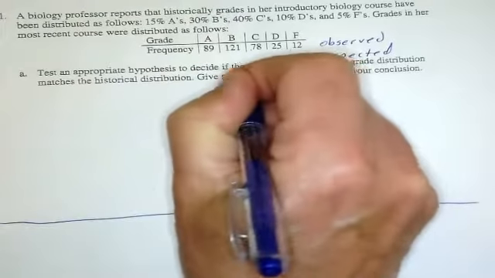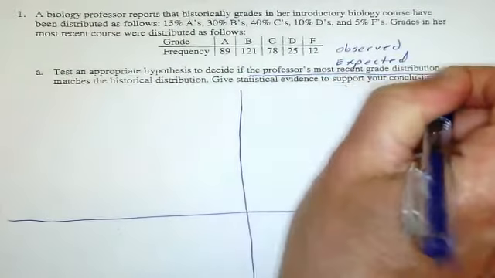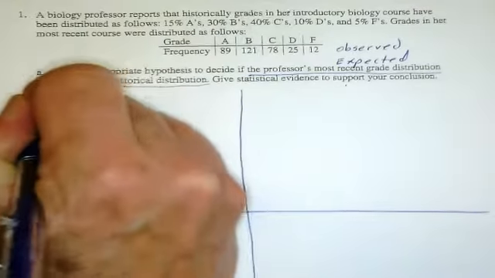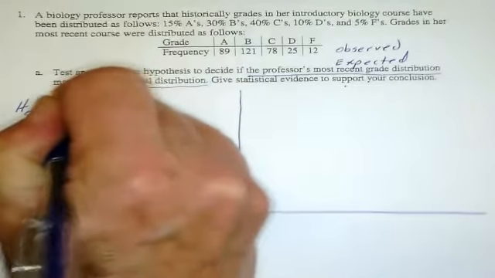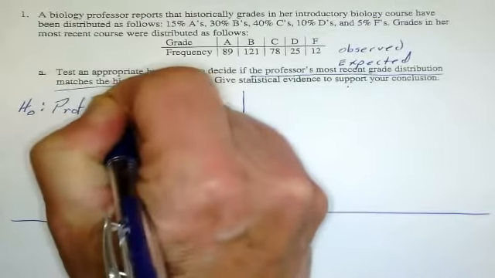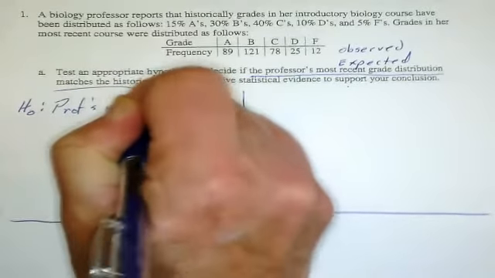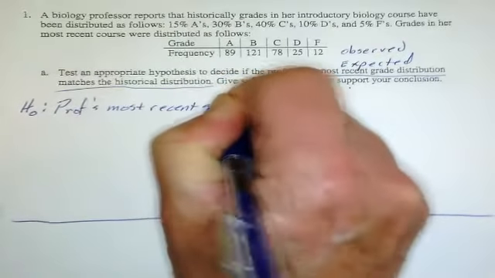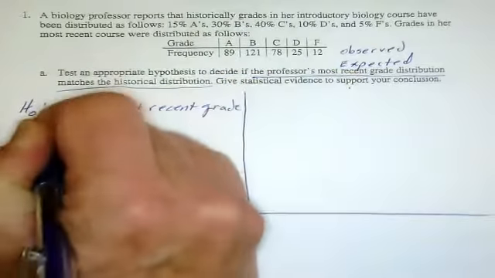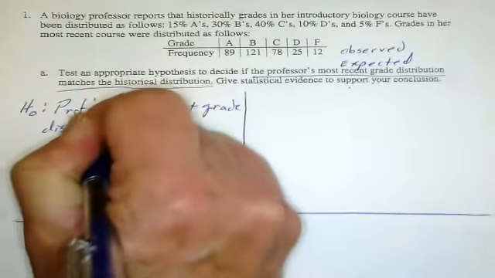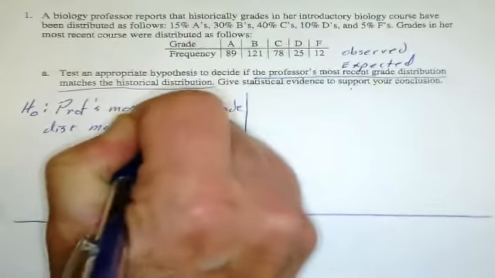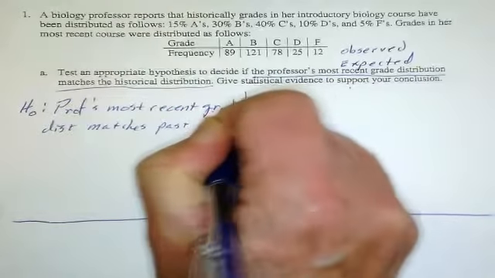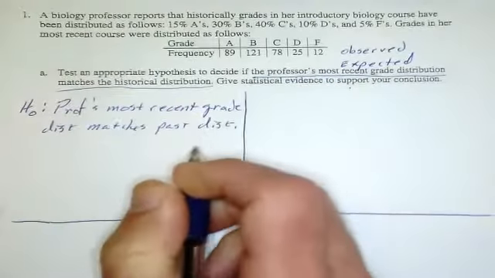So there's what we're looking at. The professor's most recent grade distribution matches the historical distribution. That is our null hypothesis. The professor's most recent grade distribution matches past distribution. That's our null. That's what we're trying to see.